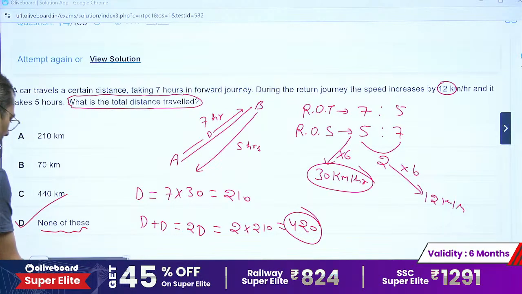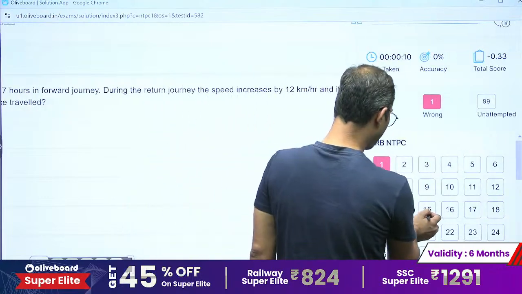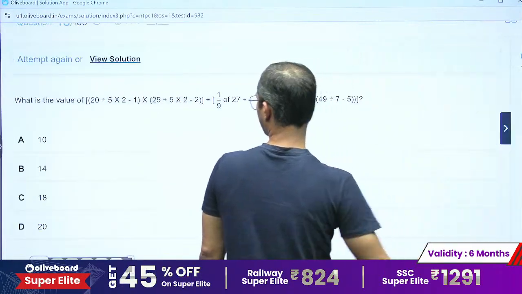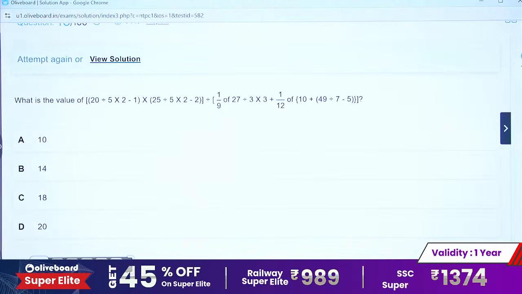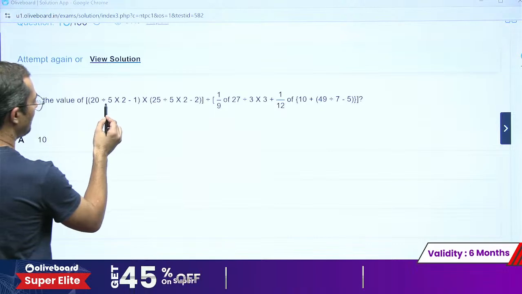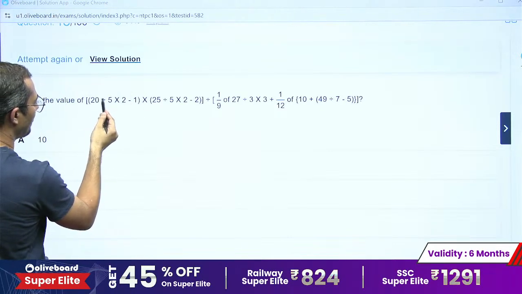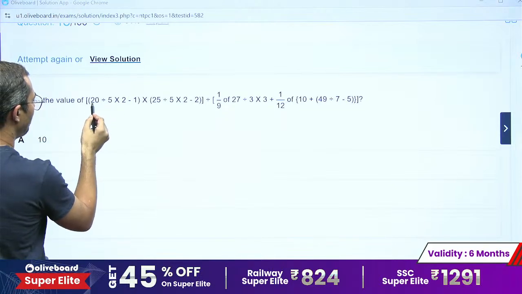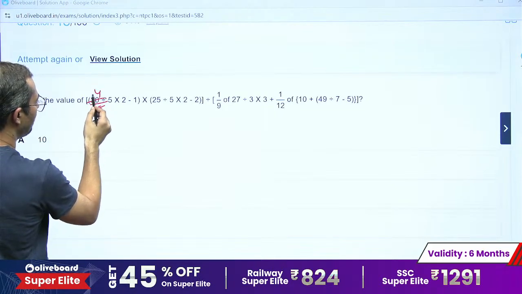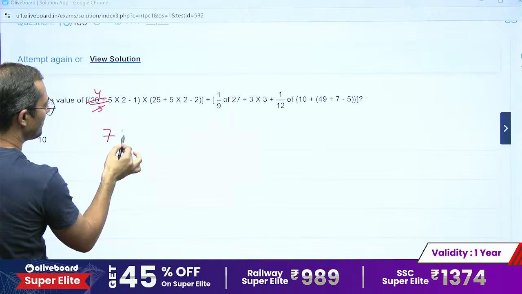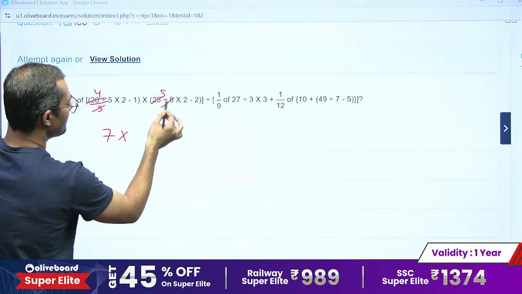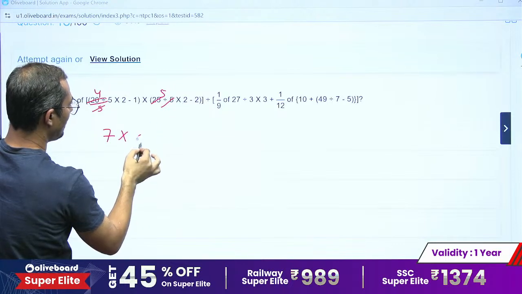Tell me what is the right answer for this question. Yes, this question belongs to BODMAS, right? So can you solve this quickly? Here we are going to use BODMAS. First divide, right? So 20 divided by 4, 4 into 2, so here we will get 4, 4 into 2, 8, 8 minus 1, 7, right? Into 5, 5 into 2, 10, 10 minus 2, 8, right?